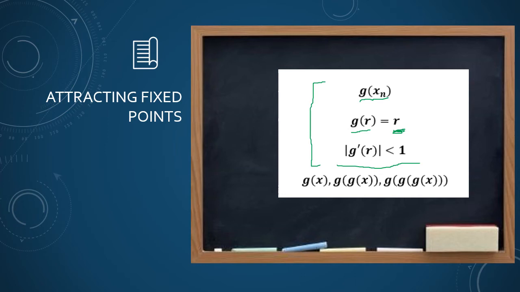An attracting fixed point. Just to recap, a fixed point means that if you plug that number into your function, you get your number back out. And attracting means first that it satisfies this condition. And what it actually means is that when you plug it into your function and then keep plugging the output of your function back into your function, it'll converge to your attracting fixed point. So just a little recap.